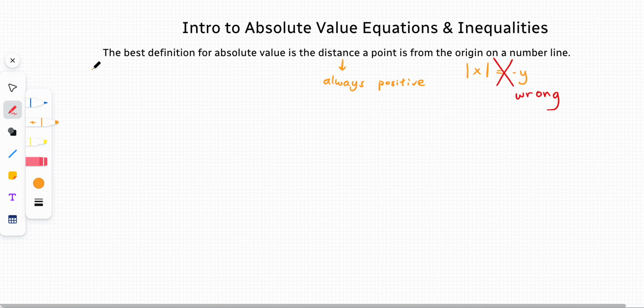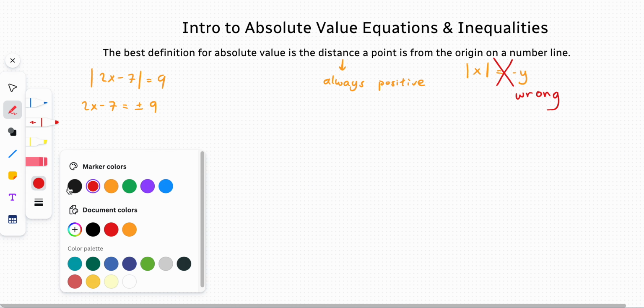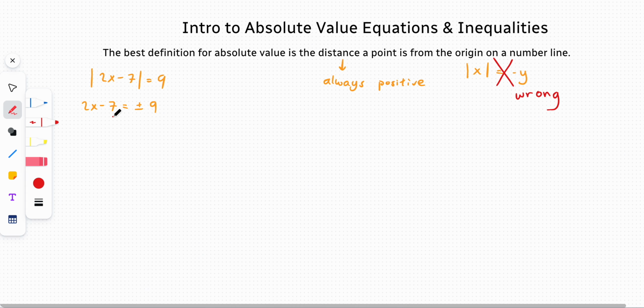So right here, we have solve for x, given that the absolute value of 2x minus 7 equals 9. Again, we're going to get rid of these brackets, and when we do so, we have to set it equal to the positive and negative version of 9. So we have to account for both. We're going to split it up into two separate equations. Right here equals positive 9, and over here 2x minus 7 equals negative 9.